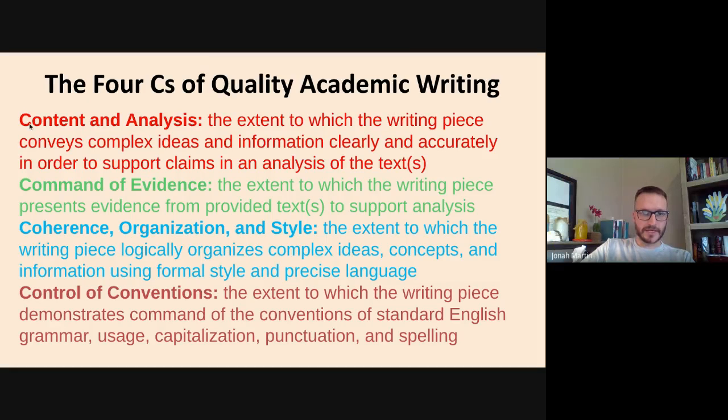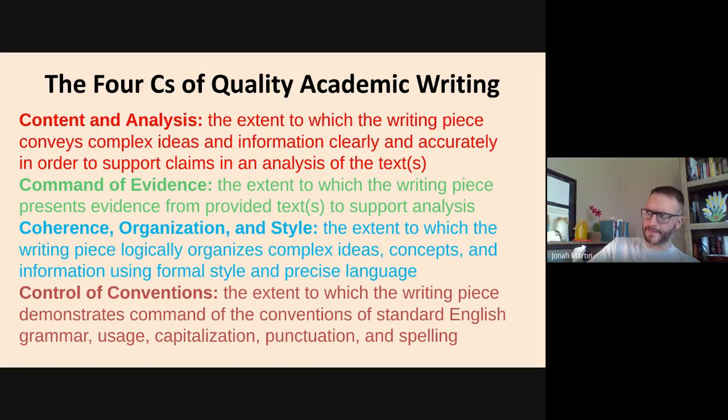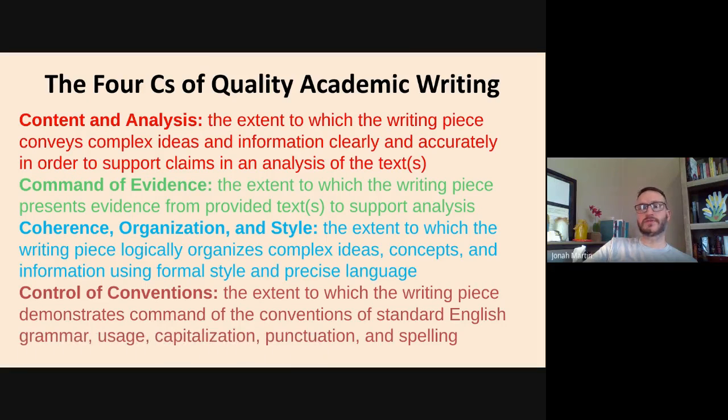So far it's the first C, the second C, the third C, and the final C is control of conventions. That's basically the grammar hammer category. Are commas used effectively? Have you spelled everything correctly? Are you capitalizing proper nouns? Let's say you've introduced a quotation with a colon. Did the colon get used correctly? Or maybe that colon should have been a comma instead.